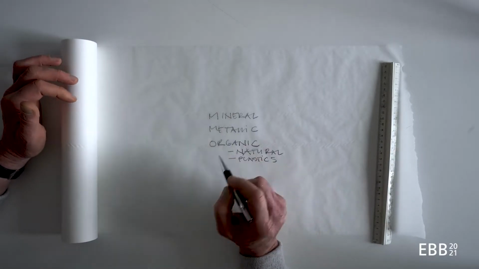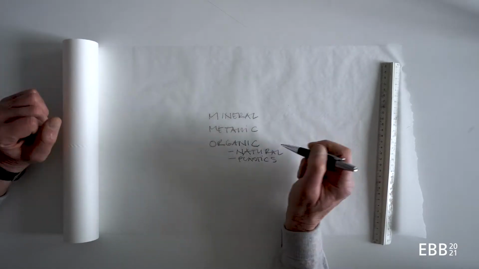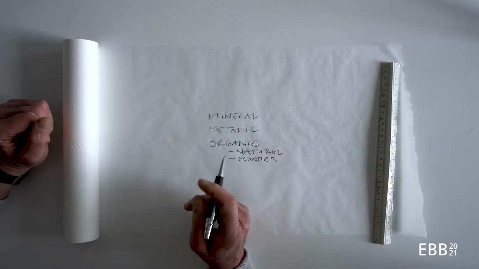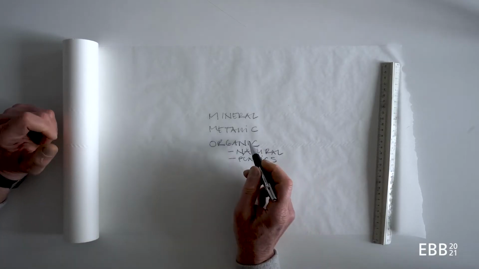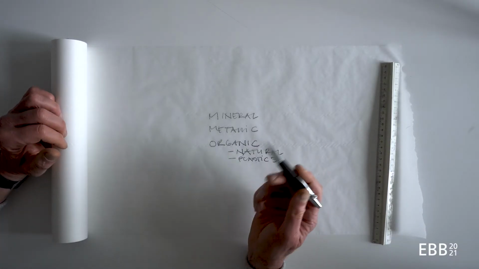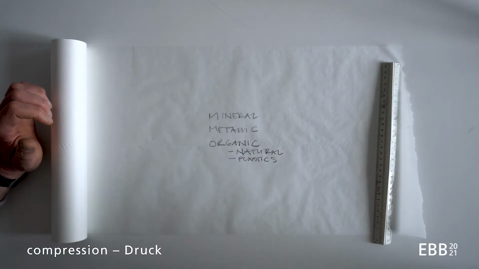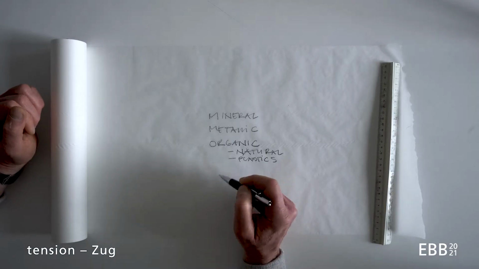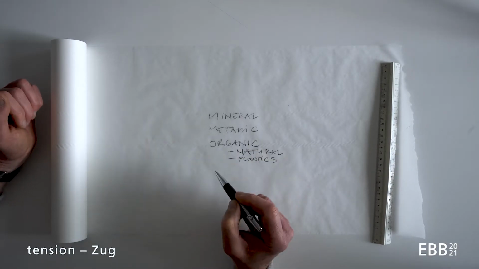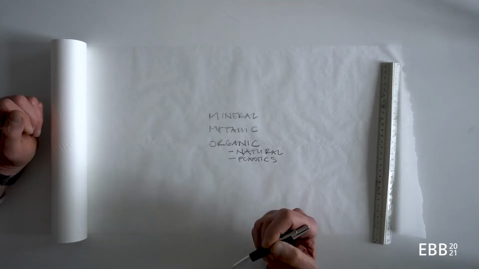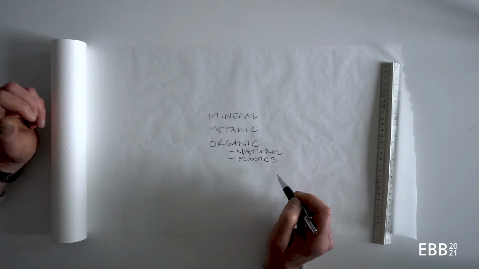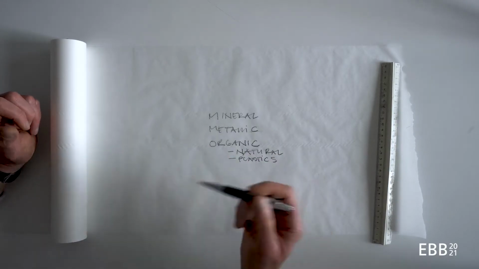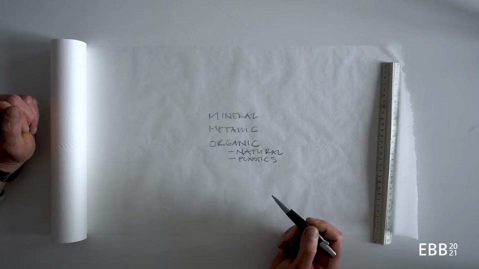So we spoke about mineral materials being medium heavy. They are mostly brittle, and they resist well against compression and not so well against tension. Metallic materials are about the same in resistance to tension and compression. Organic materials are often well insulating.